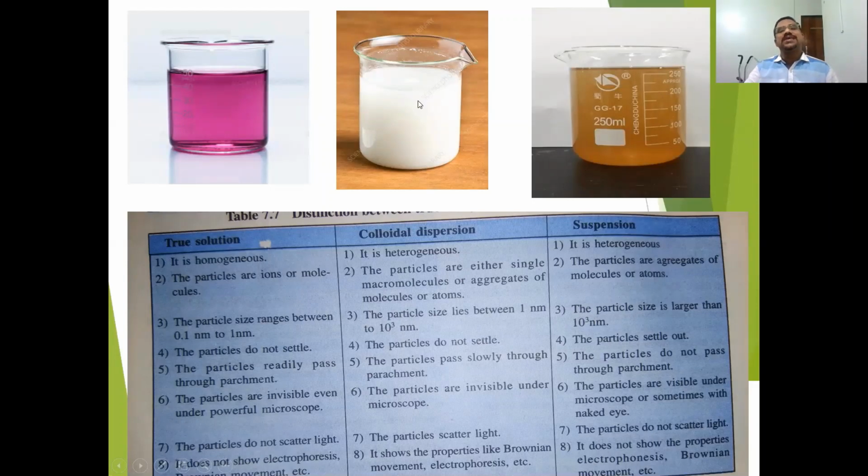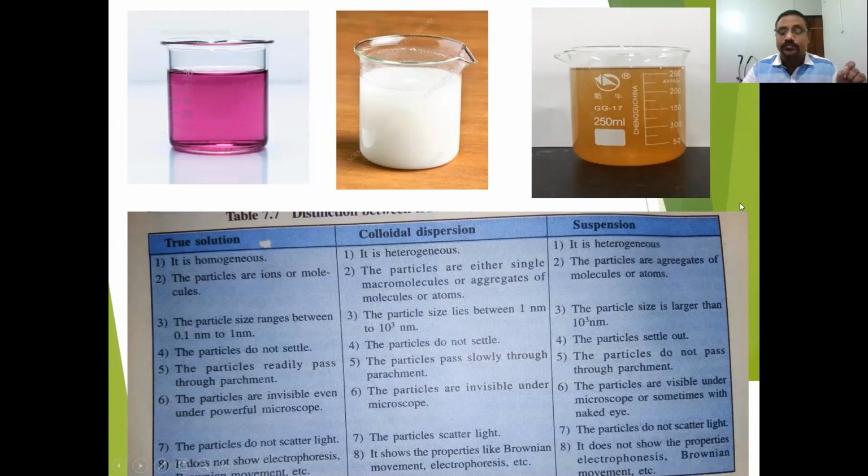In water, camphor is dissolved and you get this pink colored true solution. This is your second solution. Guess what that solution is? It is milk. And in the third beaker, I have taken muddy water. I have already told you I am going to discuss the second type of classification depending on the particle size. These are true solutions, colloidal solution, suspension, and coarse mixture. We will see them one by one.